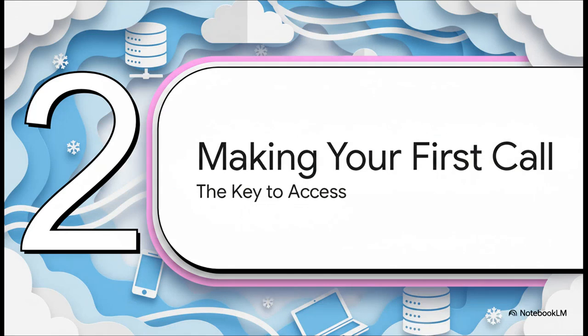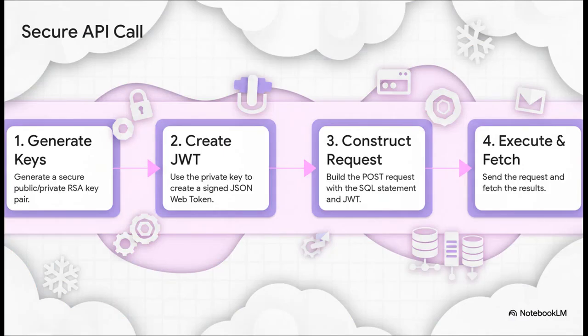All right, so that's the big picture, the theory. But what about actually doing it? How do you make your very first secure call to this API? Well, it all hinges on a really modern and secure way of handling authentication. We can really break this down into 4 main steps. First, you generate what's called a key pair. Then you use that to create a secure token. You'll hear it called a JWT. After that, you build your request, and finally, you send it off to get your results.